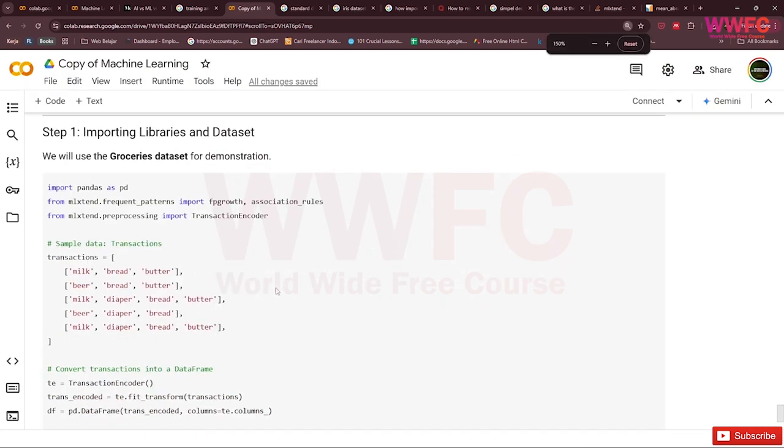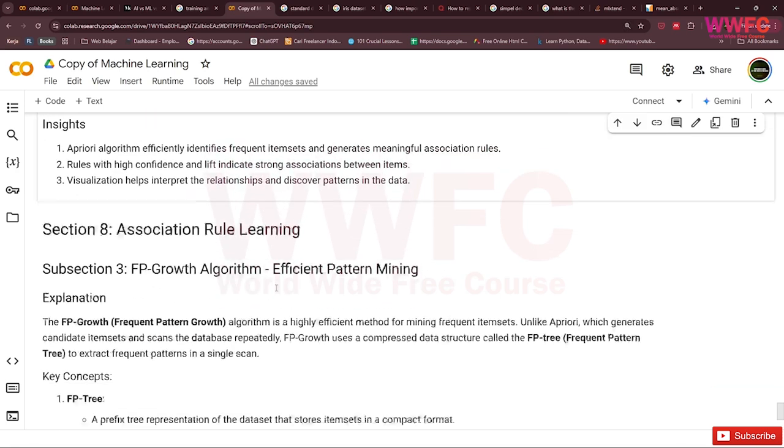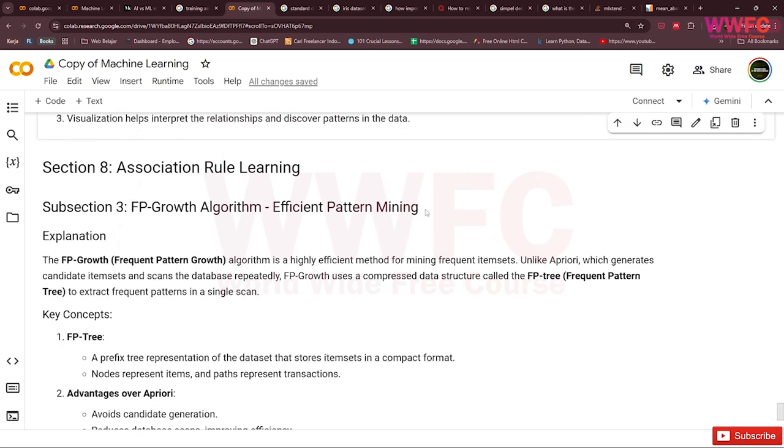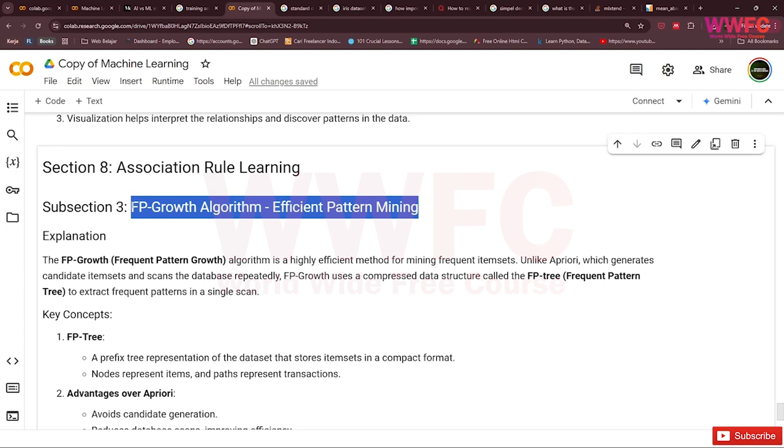Welcome back guys, in this section on association rule learning, we want to learn about subsection 3, the FP-Growth algorithm, efficient pattern mining. The FP-Growth (frequent pattern growth) algorithm is a highly efficient method for mining frequent item sets. Unlike Apriori, which generates candidate item sets and scans the database repeatedly, FP-Growth uses a compressed data structure called the FP-tree, frequent pattern tree, to extract frequent patterns in a single scan.